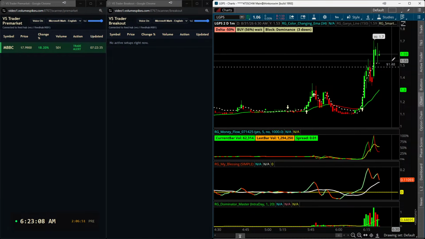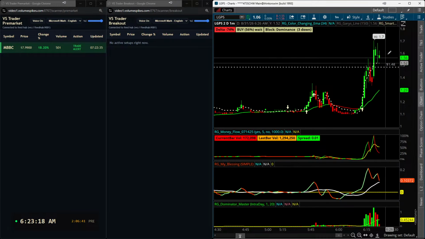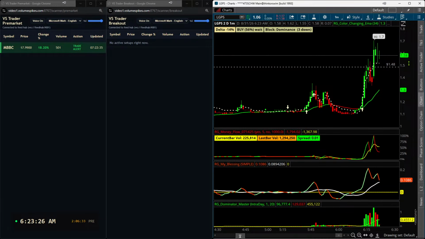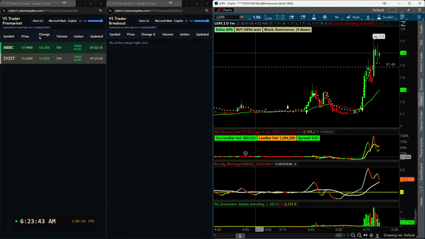$1.61. Buyers are continuing to hold LGPS up. Even though we have sellers taking profit, the price has not actually dropped back down. Pretty good strength holding it up. These are all warnings not to get in, right? But everything is red.